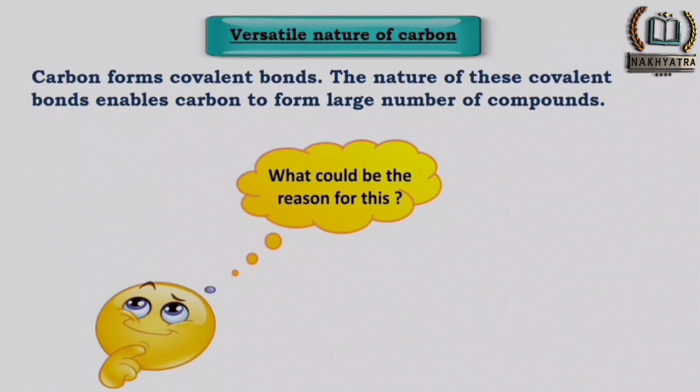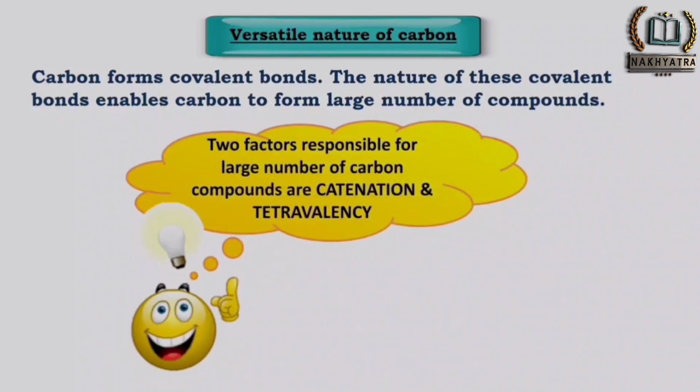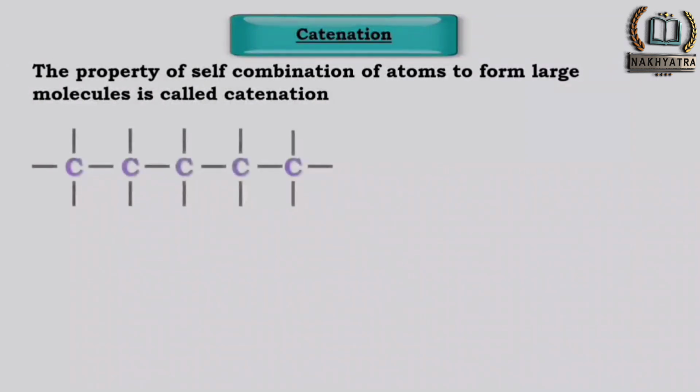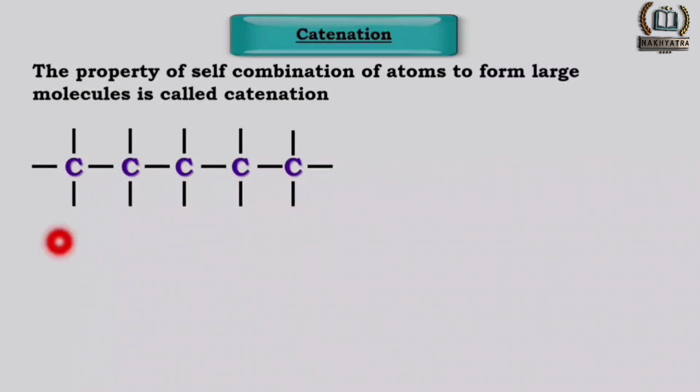Now what could be the reason for this? The two factors responsible for the large number of carbon compounds are catenation and tetravalency. First we will see catenation. It is the property of self-combination of atoms to form large molecules. Catenation means bonding of atoms of the same element in series. See the example given here, where one carbon is linked with another, forming a series. So that is called catenation.